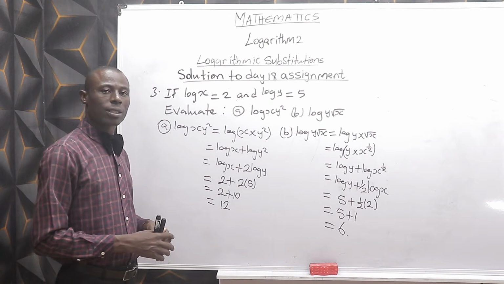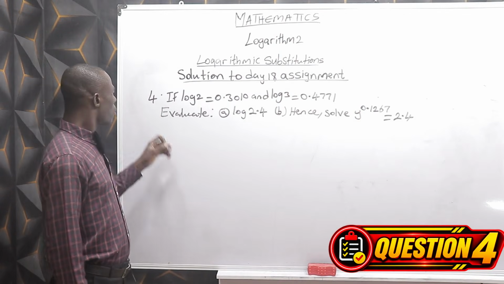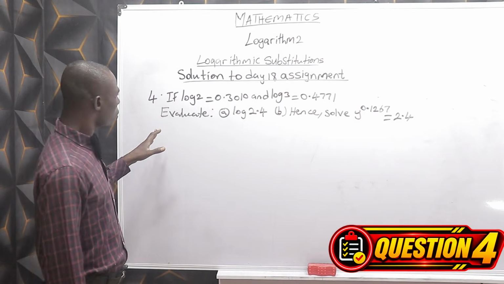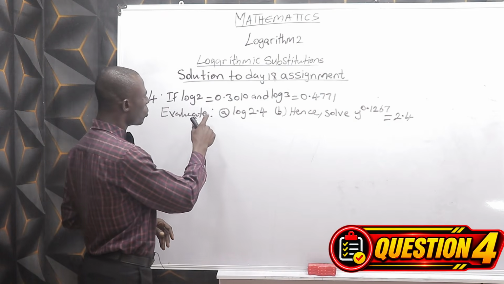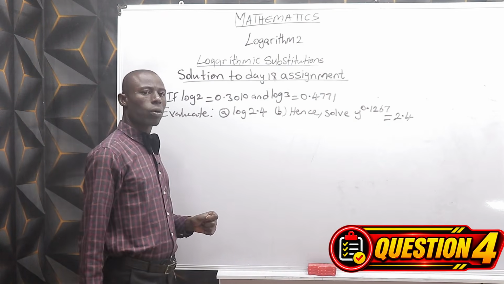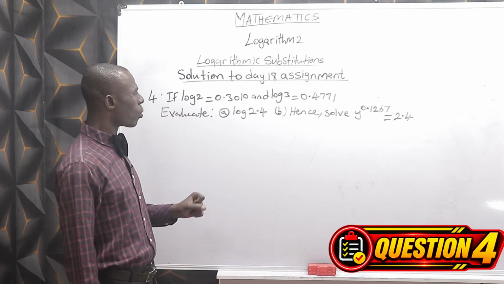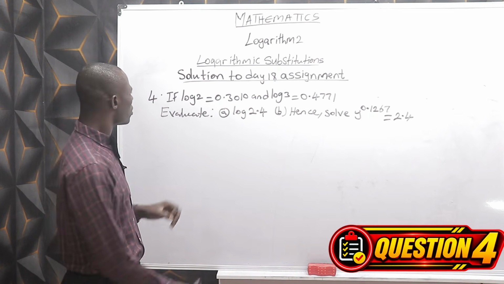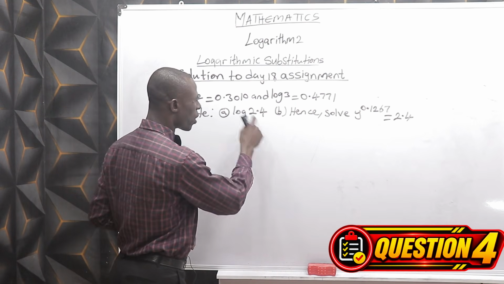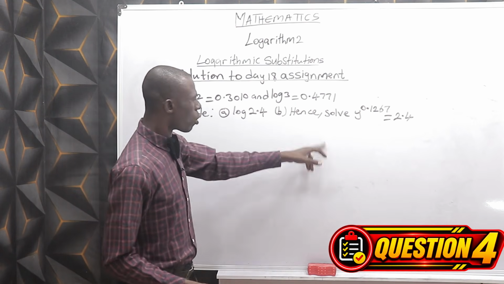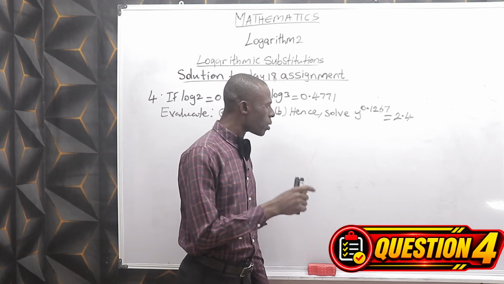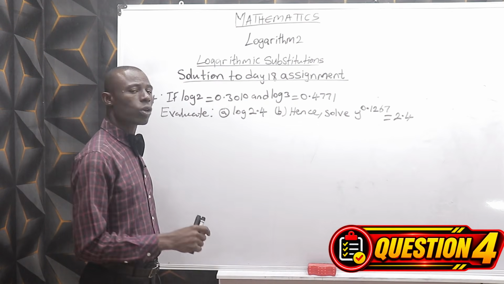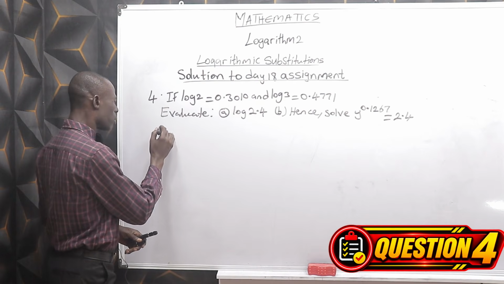Let's move to the last question of the assignment. The solution now of question number 4. If log 2 equals 0.3010 and log 3 equals 0.4771, evaluate log 2.4. Hence, solve y raised to power 0.1267 equals 2.4. Start with A.